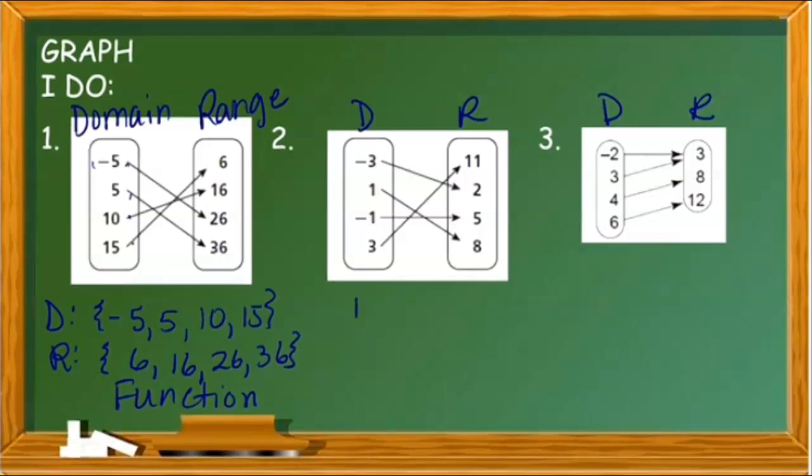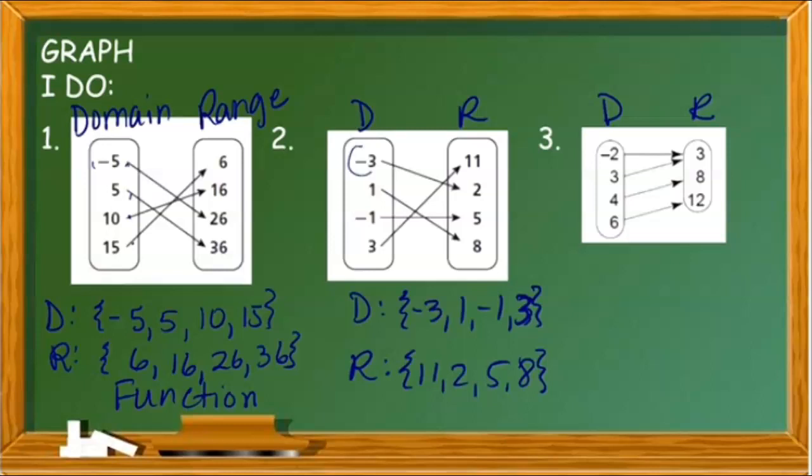Number 2, your domain. Again, -3, 1, -1, 3. We never repeat again in our mapping notation. 11, 2, 5, 8. So your domain is really easy. Again, now to see if it's a function, I just check to see if 3 just has one arrow going from it? Yes. 1 has just one arrow, -1 has one arrow, and 3 has one arrow. So this is a function.